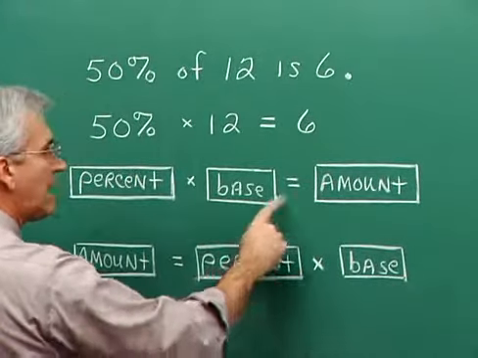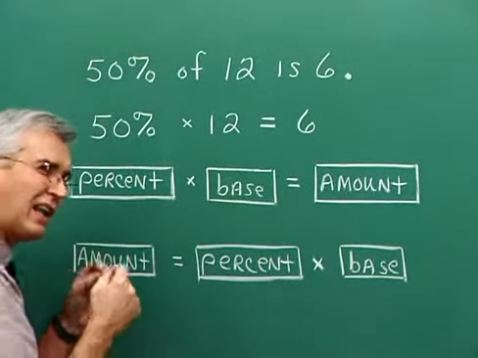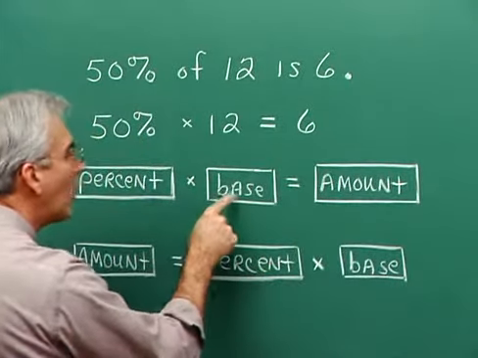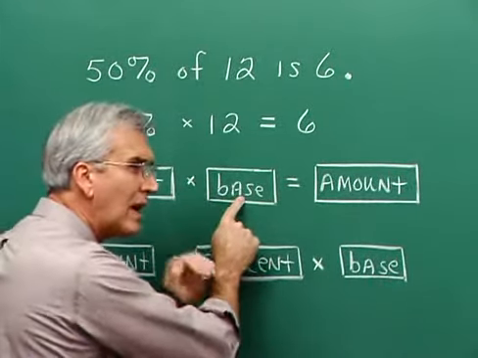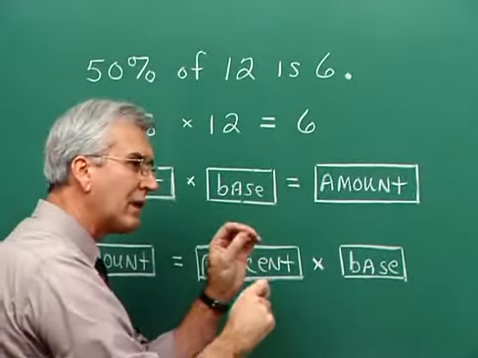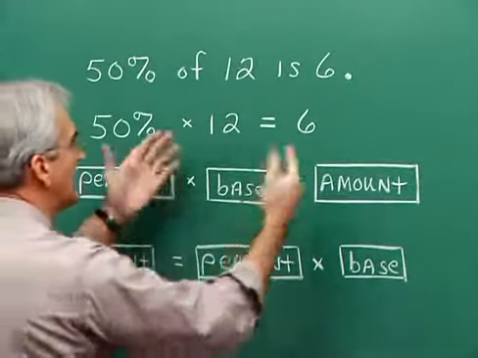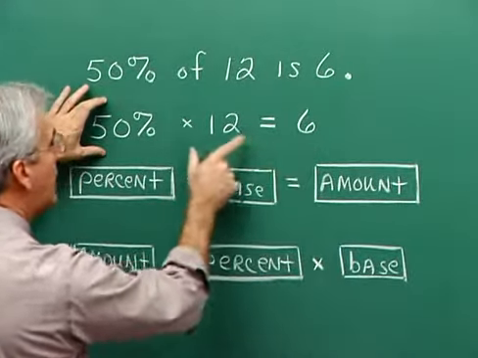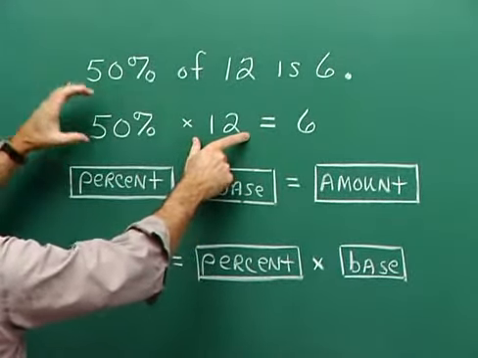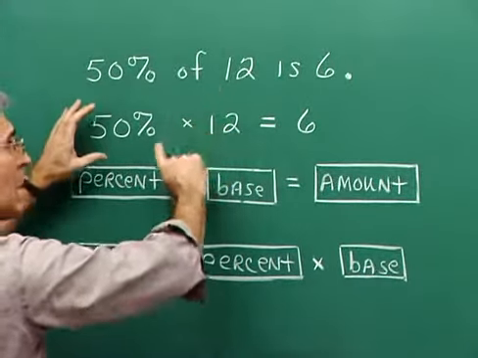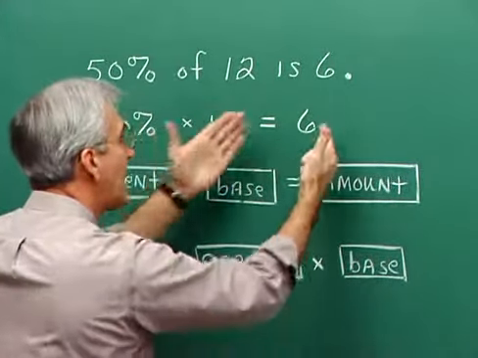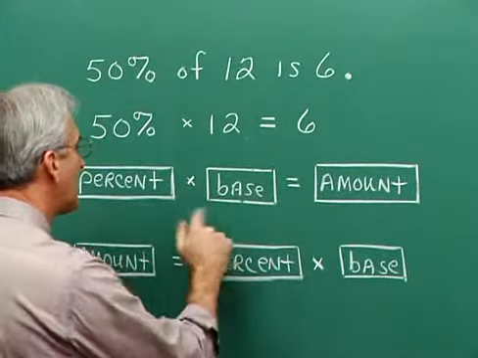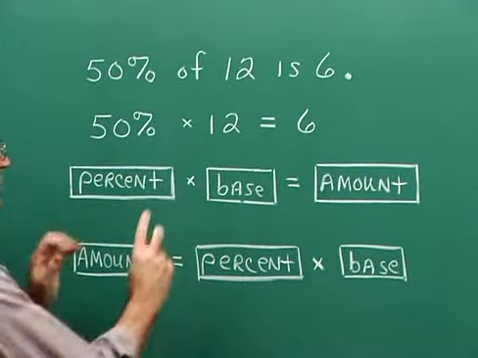So percent, base, amount. A lot of times the amount is a part of the base. Now that doesn't always happen, but we can think of it like that in most cases. Like here it is that way. 50% of 12 is 6. It's like we're starting with 12, we're taking a percent of it, and the amount that we get is a portion of the base, the quantity that we start with here. All right, so that's the structure of it.